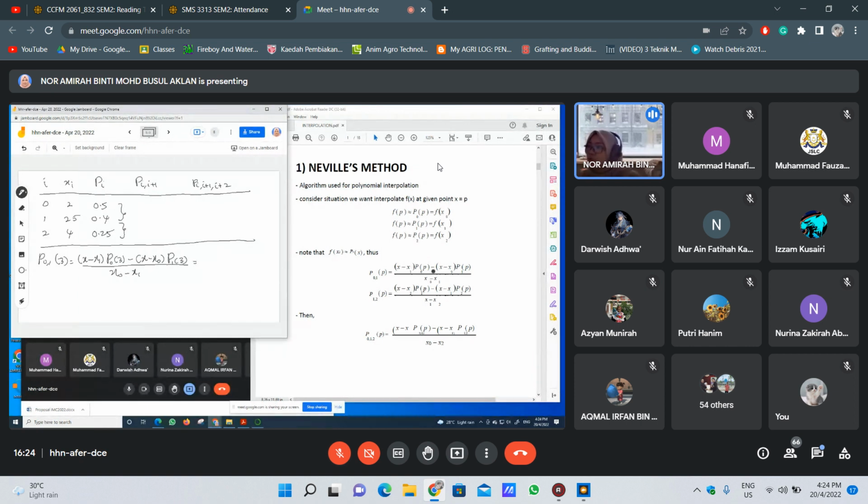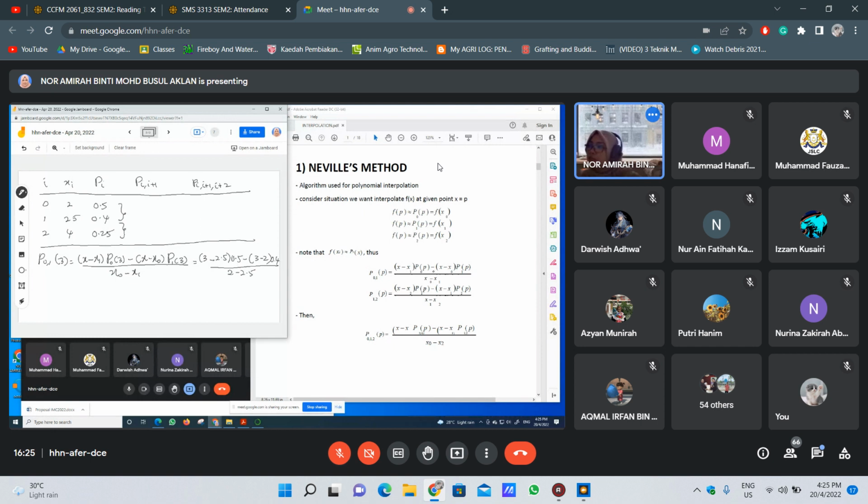Okay, so x awak adalah 3. So 3 tolak dengan x1, berapa x1? 2.5. P naught, berapa P naught? 0.5 minus 3, okay, x minus x naught awak 2. Okay, and then P1 0.4 over x naught minus x1. x naught awak 2 tolak 2.5 x1.